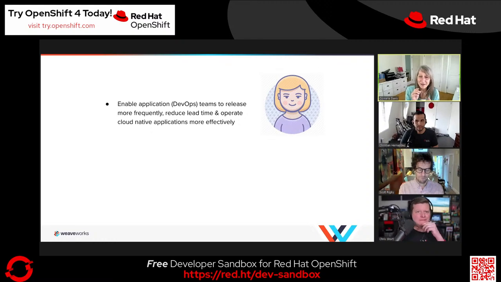So then, to clarify that a little bit more, what I'm really talking about here is enabling that application DevOps team to operate at the speed that they need to operate in these days, release more frequently, reduce lead time, and then operate their applications. They are responsible for mean time to recovery for their applications. They're not responsible necessarily for the mean time to recovery for some server that's gone belly up, but they're responsible for the mean time to recovery for their application.